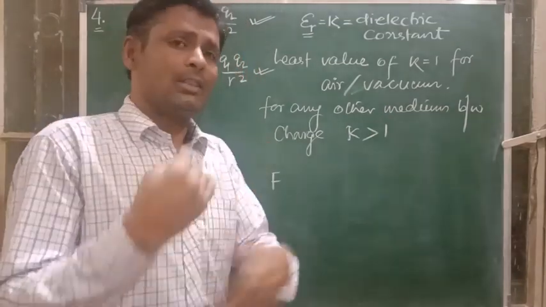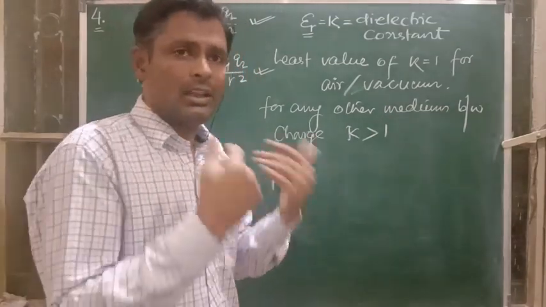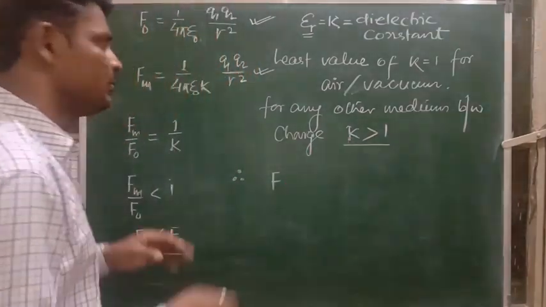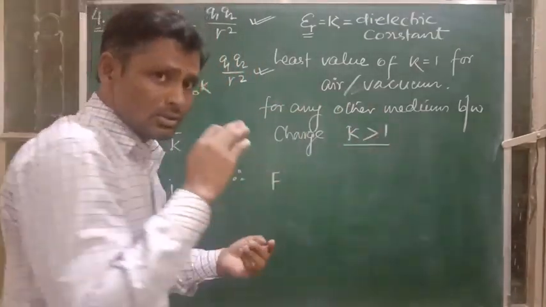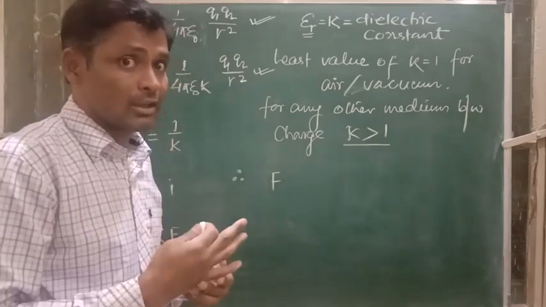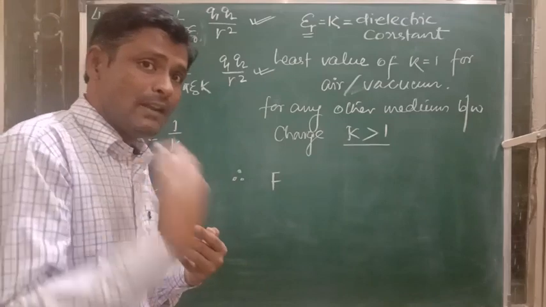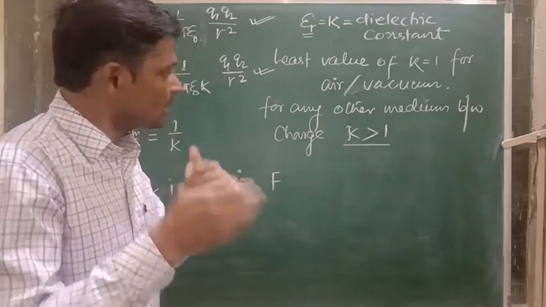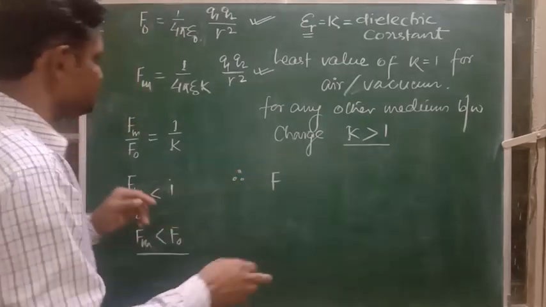The least value of K is 1 for air or vacuum. So any other medium will have K always greater than 1. So if the least value of K is 1 for air or vacuum, you remember it, and if any other medium is inserted between the charges, that K will have a value more than 1.